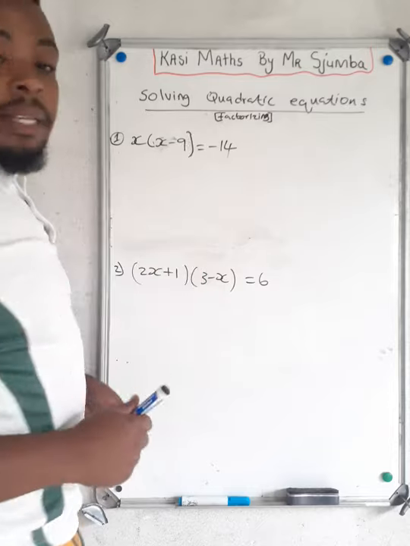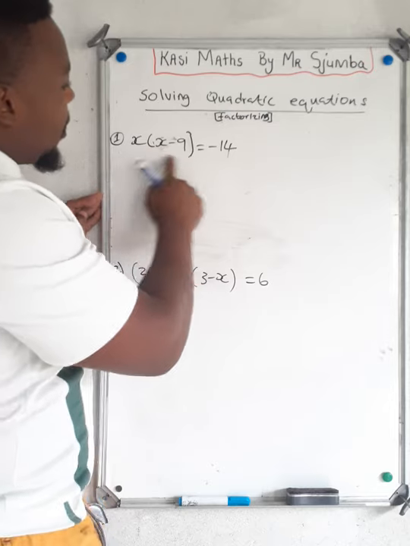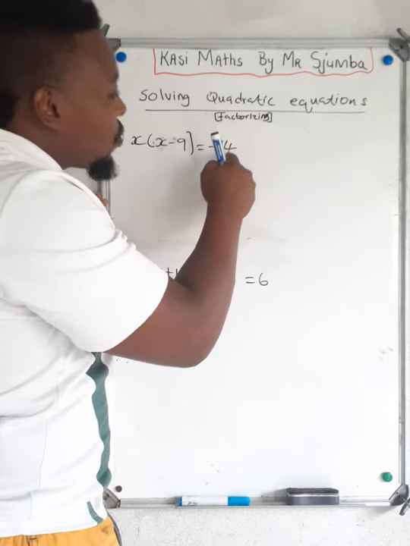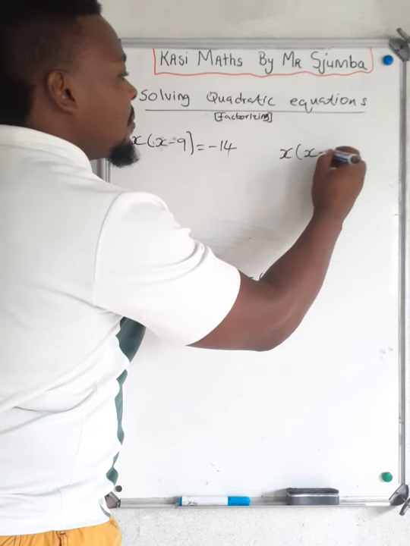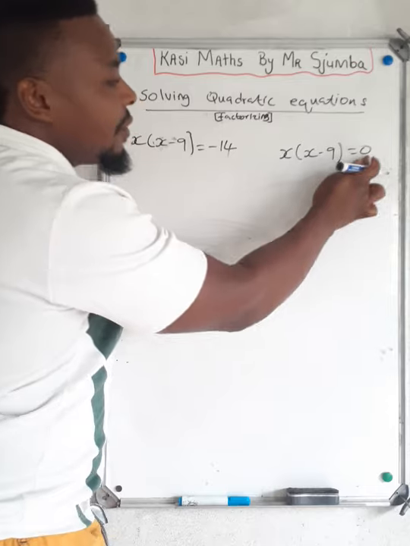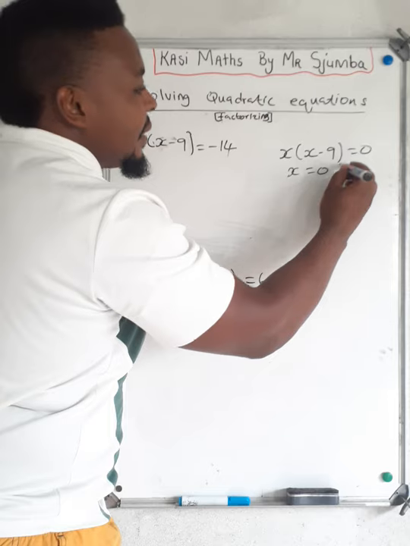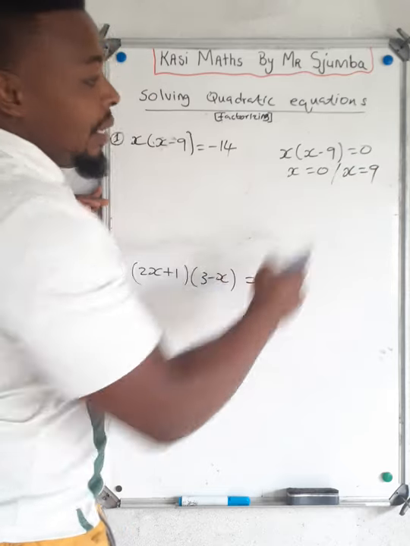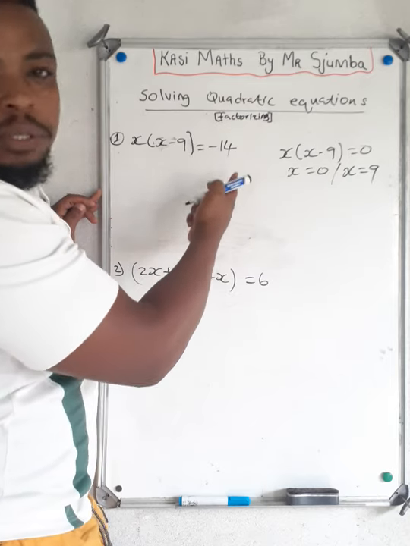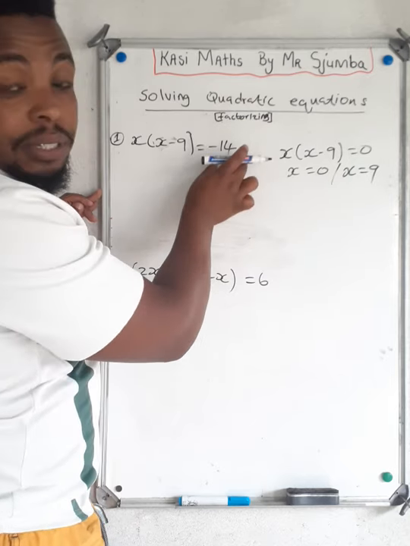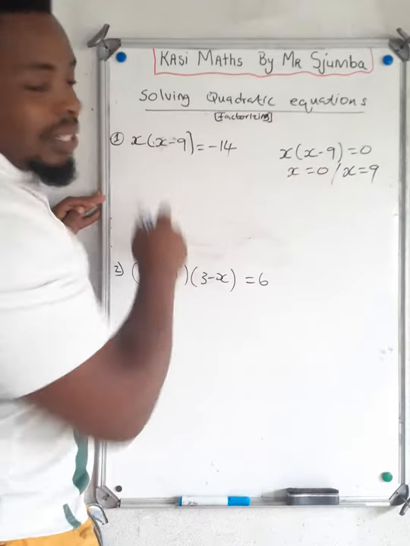Okay, let's check. Here we have a quadratic, but it is equals to 14. Let me remind you, in the first one, x minus 9 equals to 0. If it's equals to 0, you just say x equals to 0, 9 equals to 0. That is the zero factor theorem; it works only with 0. Here, you cannot say x is equals to minus 14, and this bracket is equal to minus 14. It only works with 0.